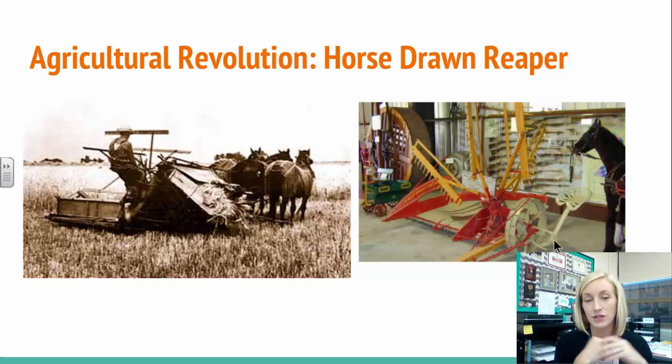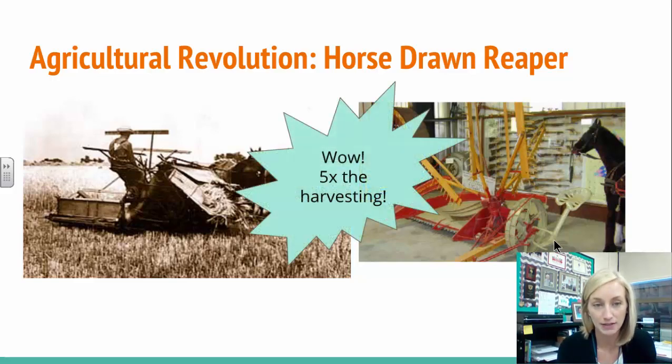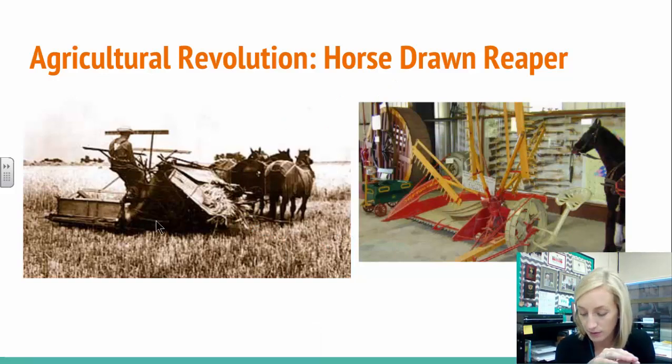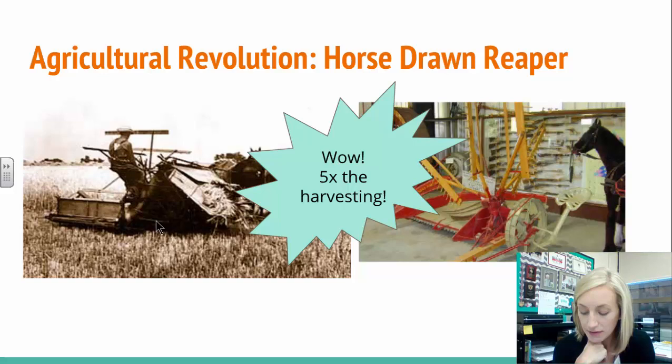So the first invention we're going to look at is the horse-drawn reaper. This was invented by Cyrus McCormick in 1831, and it makes harvesting 5 times faster. So you can see the picture over here. It's horse-drawn, right? And there's the reaper there. So this invention made farming way more efficient, meaning that fewer farm hands were needed, forcing them to find work in the cities.